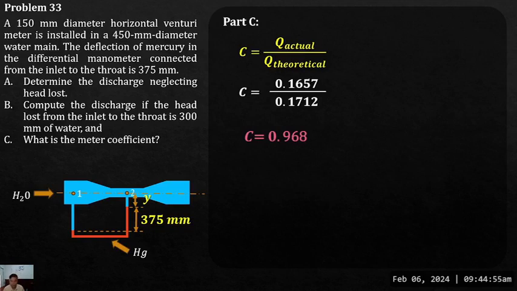So meron nung nagtanong, Sir, pwede ba na hindi na mag-Q over A, diretso V na, tapos mag-V times A na lang sa huli? The problem with that is wala tayong values ng velocity. So how can you solve for Q? Ano yung dalawa?